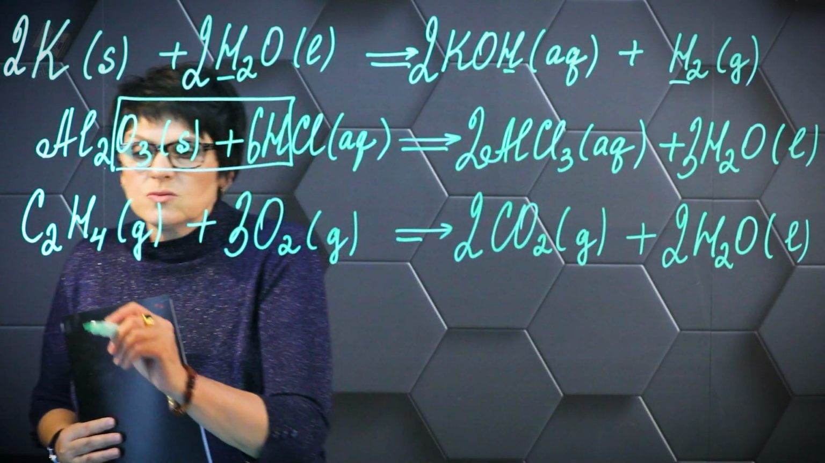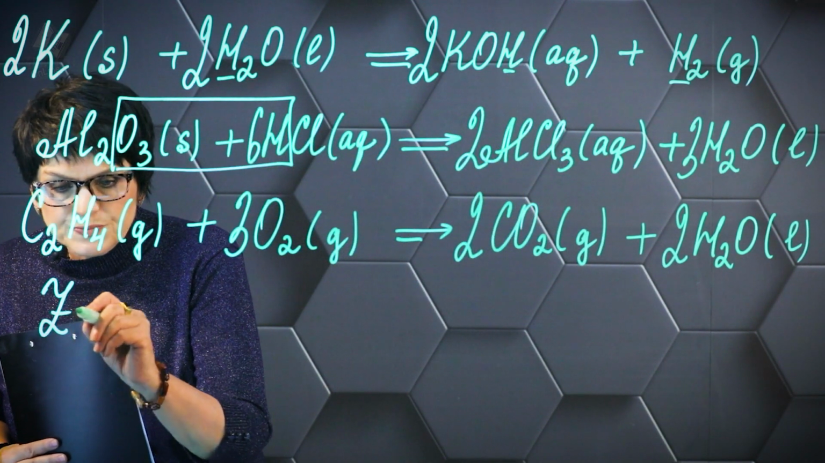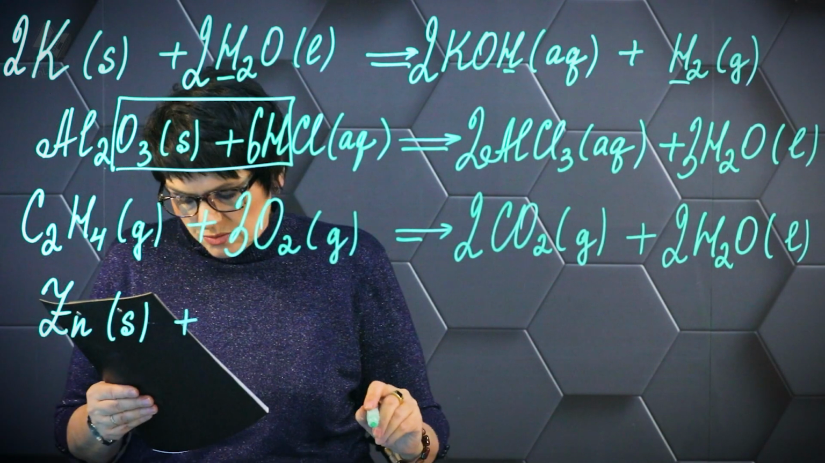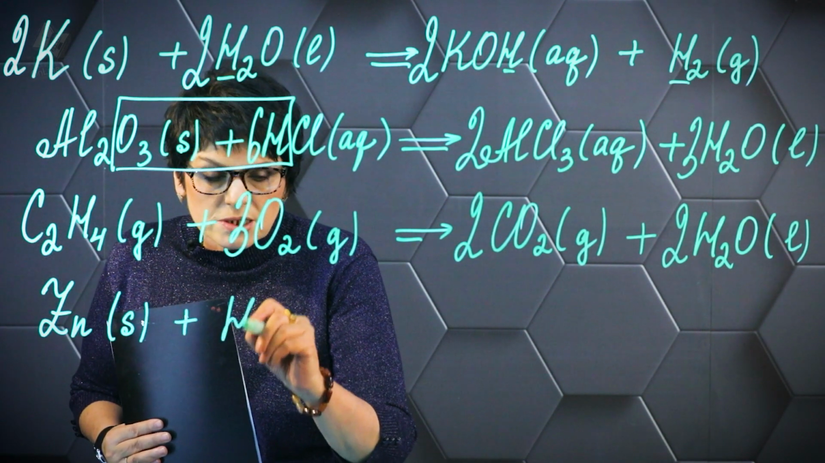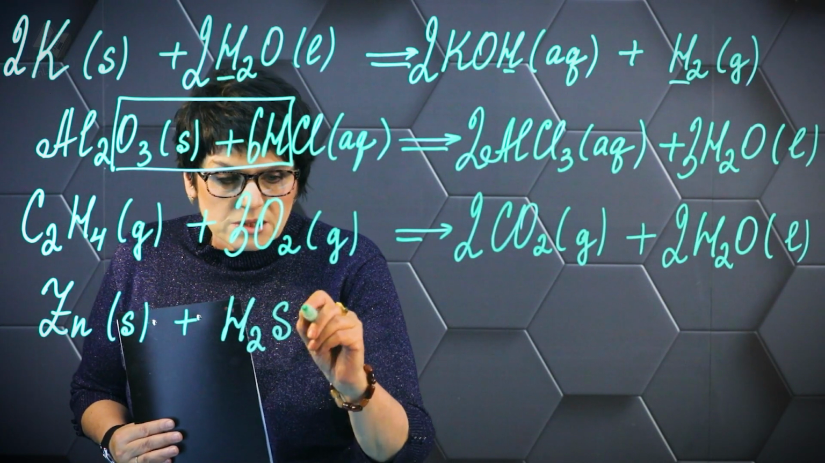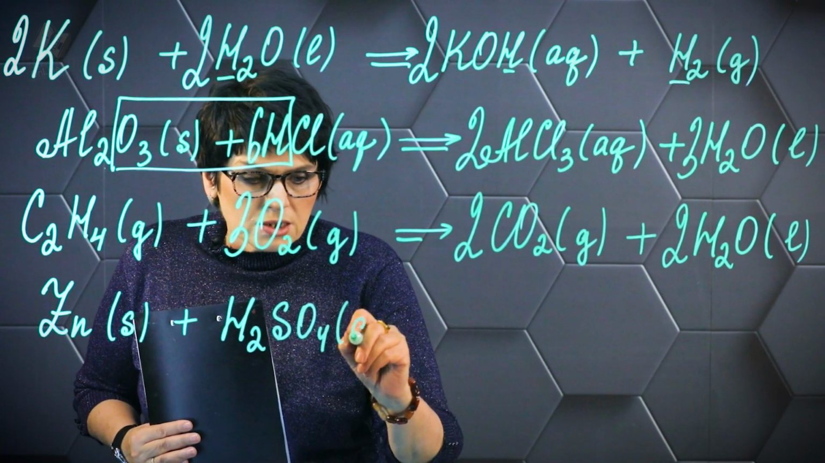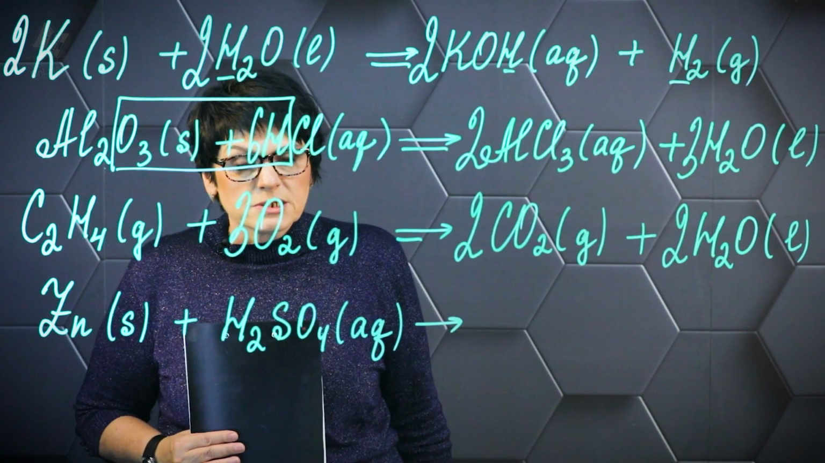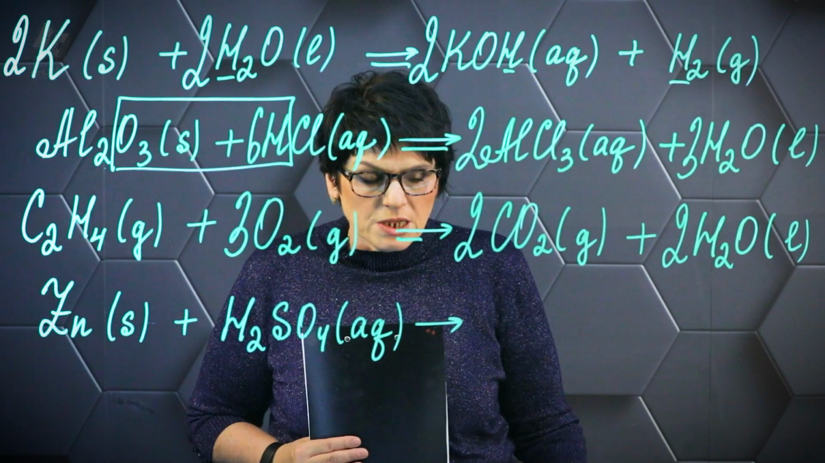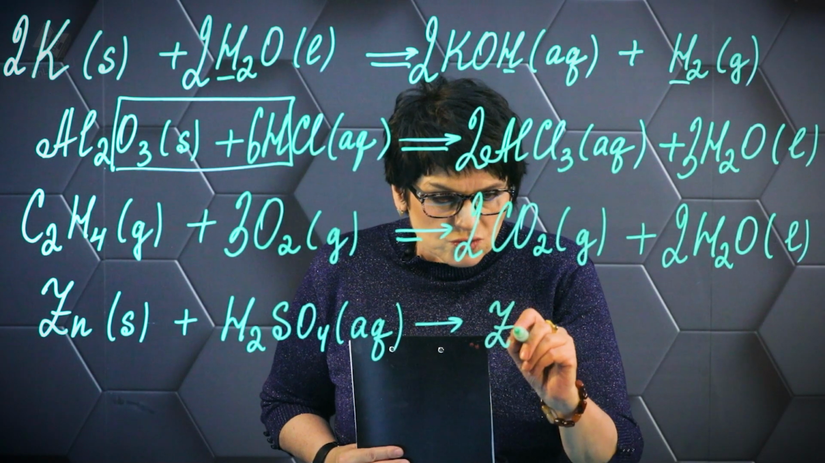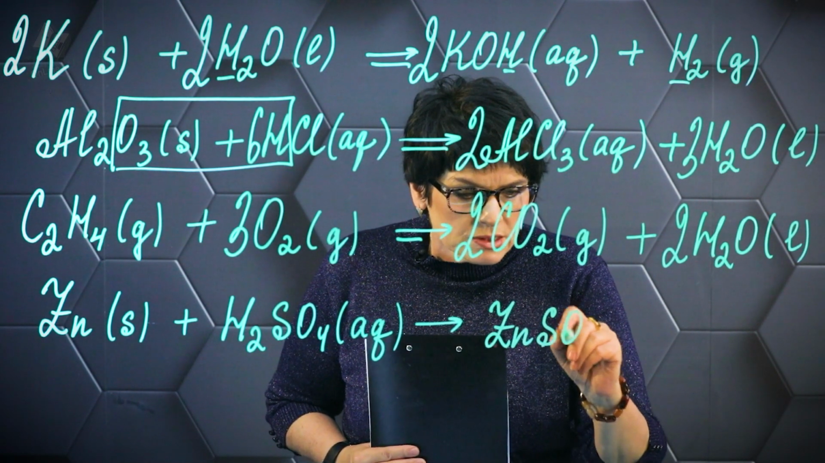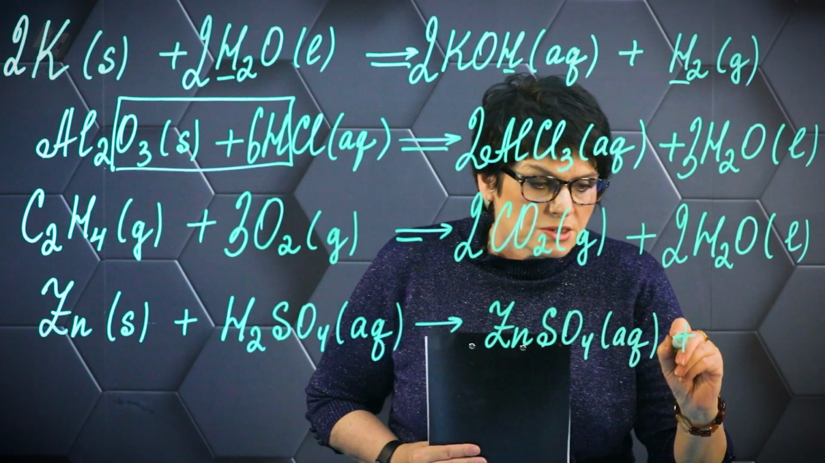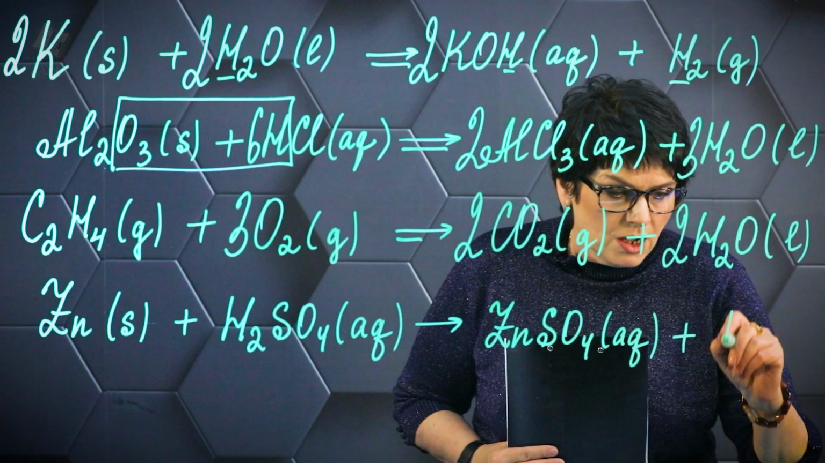Another example. Let us consider a solid substance, zinc. Zinc is a metallic element that undergoes a chemical reaction with diluted sulfuric acid. The chemical formula of sulfuric acid is H2SO4. This substance is a solution that contains water. In the substitution reaction, zinc displaces hydrogen, converting it into zinc sulfate, ZnSO4, an aqueous solution. Simultaneously, hydrogen gas is liberated as a byproduct of the reaction.